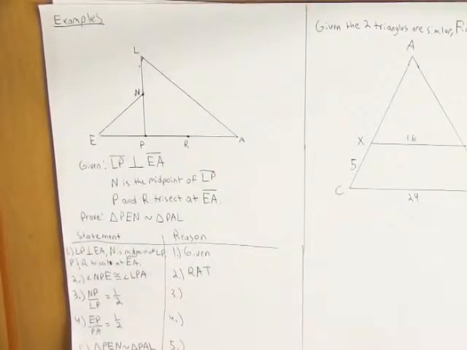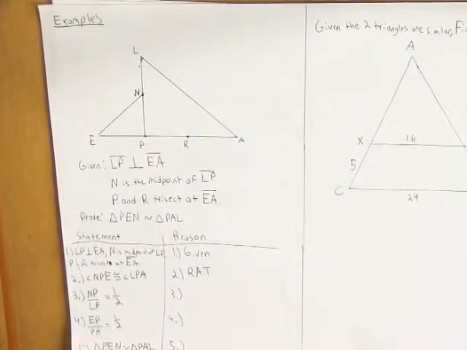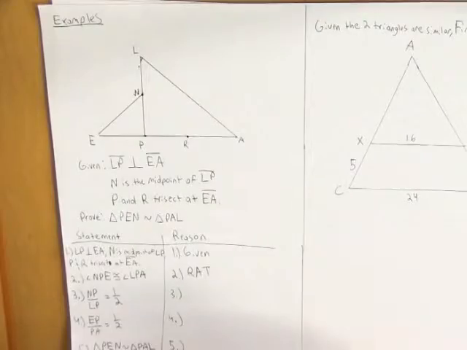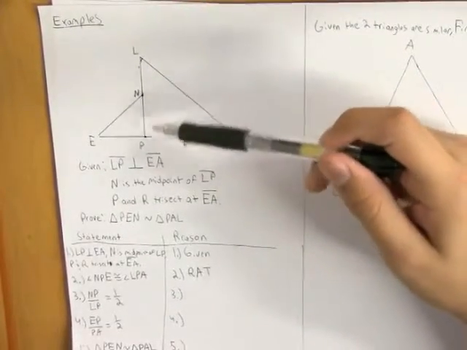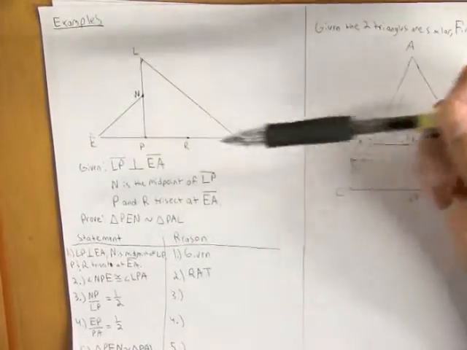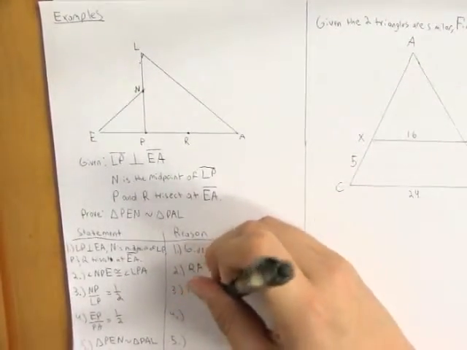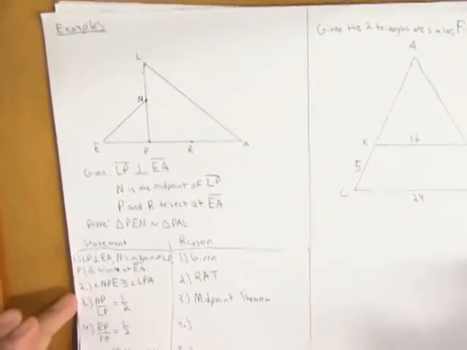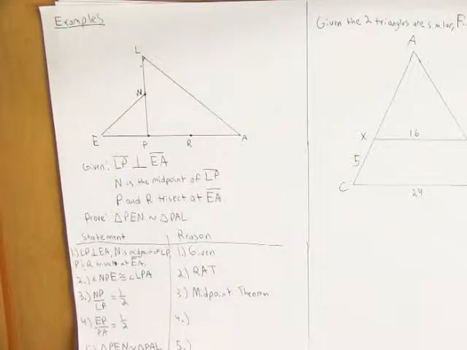And now the next step, NP over LP would be equal to 1 over 2. Now, since N is the midpoint of LP, that would be true because NP is 1/2 of the entire segment. So that would be the midpoint theorem. Now the next one, EP over PA is equal to 1/2.